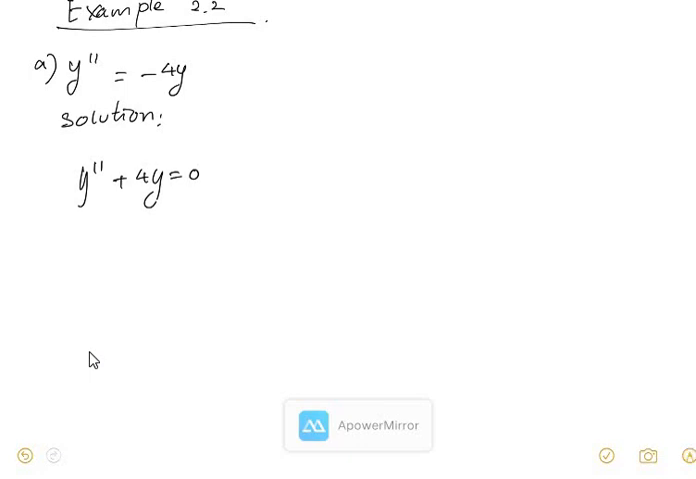Okay, then we change it to m squared plus 4 equal to 0. Then we use the calculator to factorize it. From the calculator, you get m equal to 0 and m equal to negative 4.